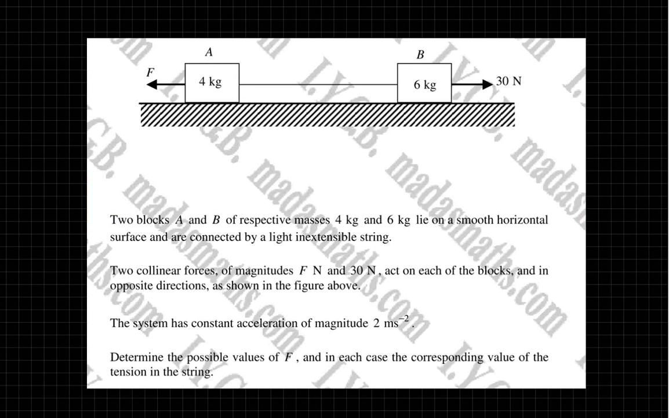I'm not going to really run through the question and give you much information, other than highlighting one thing before you read this. It says here at the bottom, determine the possible values, plural, of F, and in each case, the corresponding value of the tension in the string. So you're looking for multiple values, not just one.